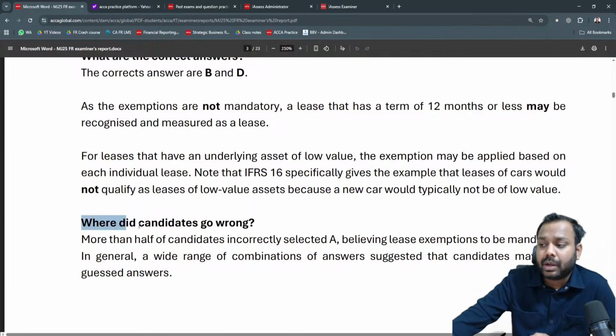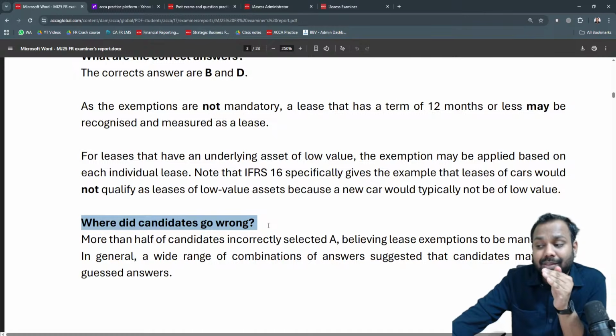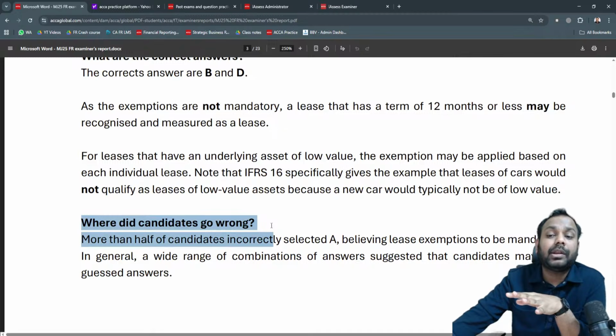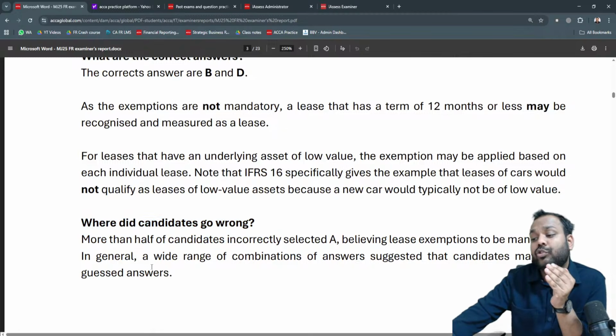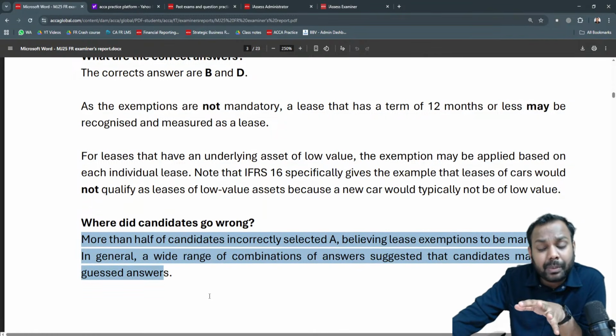Where did the candidates go wrong? What was the mistake that the student did? See, in the past exam, the examining team, the person who evaluates your notebook, makes this examiner report, and they are guiding you that in the past students have made these mistakes. So please don't repeat it.